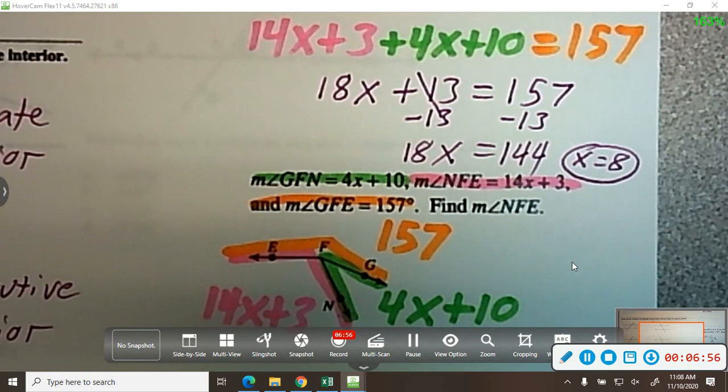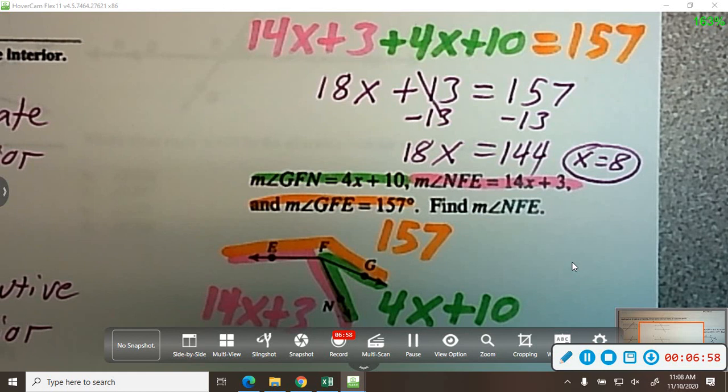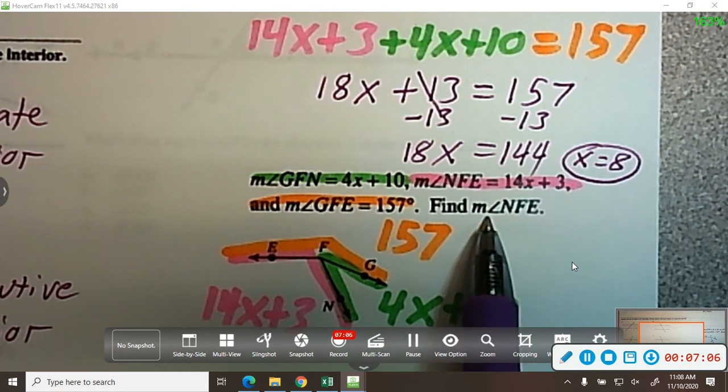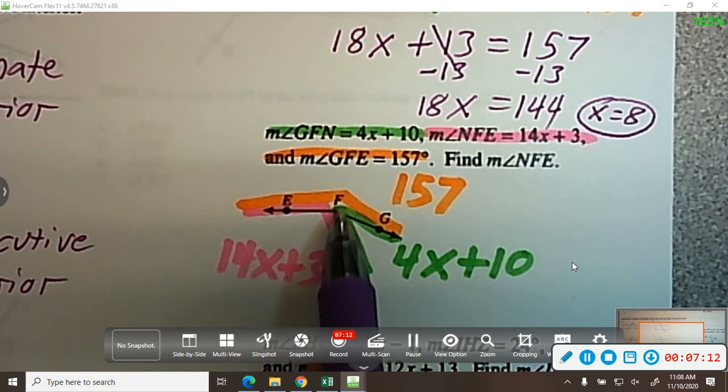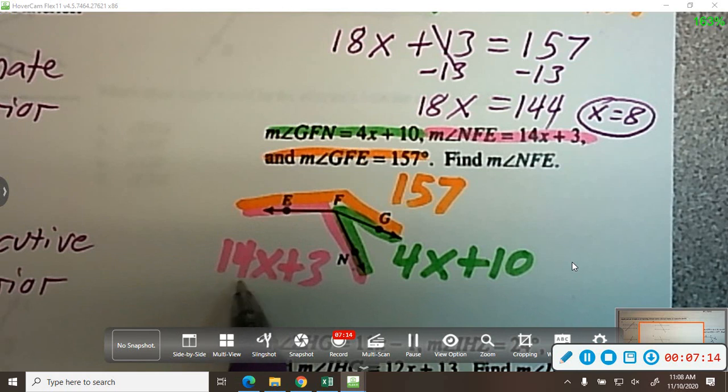So x is 8. And it might be tempting, if it's A, B, C, or D, to choose x as 8. However, they didn't ask you for the value of x. They said, find the measure of NFE. And a lot of you on the last test, when it said find the measure of NFE, you were typing in 14x plus 3. They don't want it in terms of a variable. They want it in terms of a number.